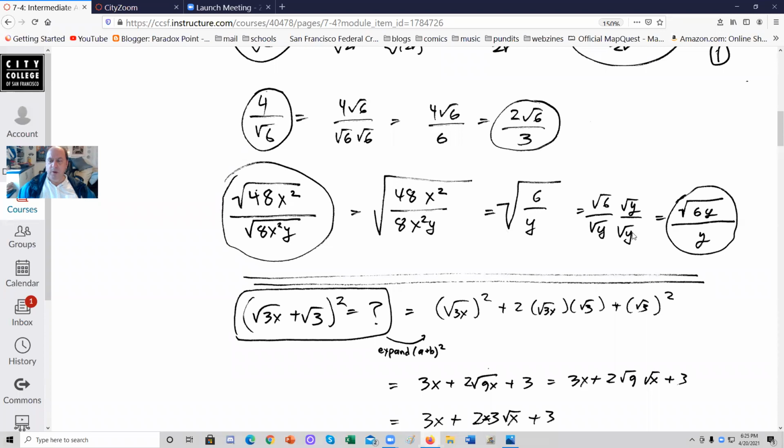Multiply above and below by root y. And so you get in the numerator, root 6y. All that divided by root y times root y, which is y.